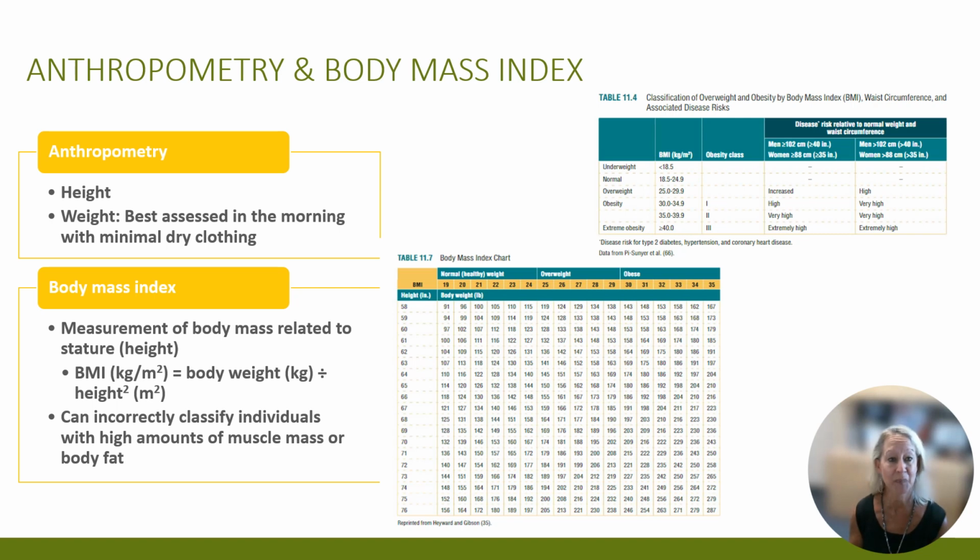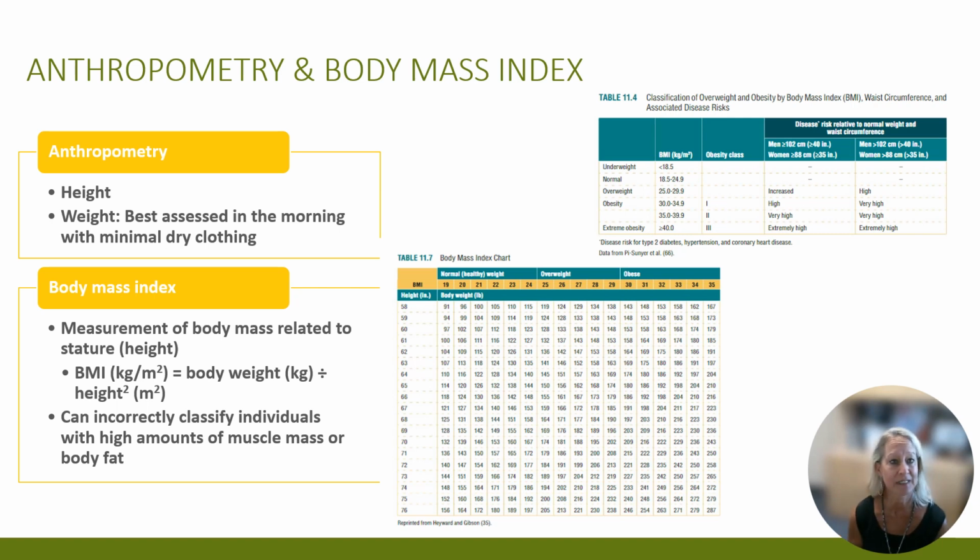Underweight is considered to be a BMI less than 18.5. Normal weight is a BMI between 18.5 and 24.9. Overweight is a BMI between 25 and 29.9. And for obesity, there are different classes. Class 1 obesity is a BMI between 30 and 34.9. Class 2 is between 35 and 39.9, and class 3 obesity is severe, with a BMI of 40 or over.